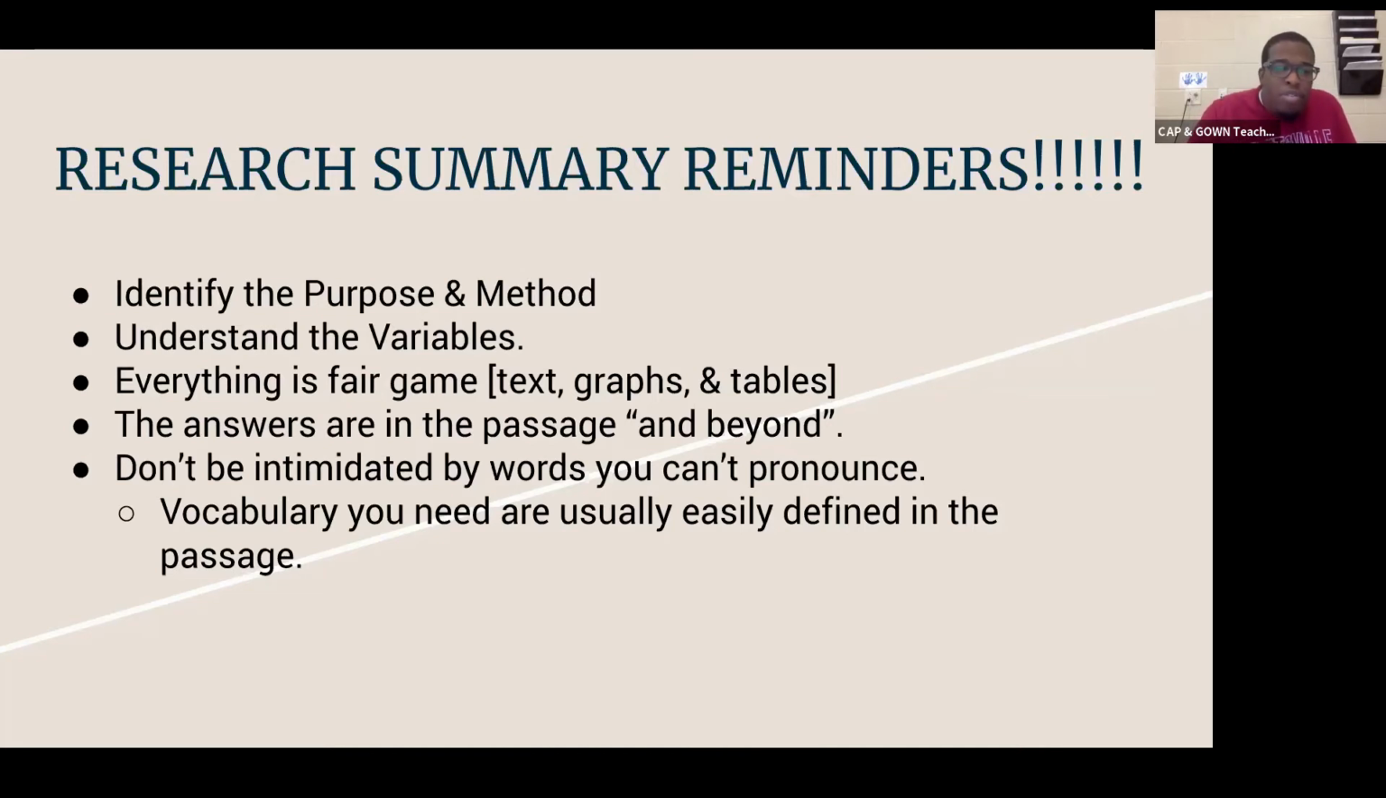Don't be intimidated by words you can't pronounce. They love to do that to trip you up, and you spend 30 seconds trying to say a word that you've never seen before, and they don't even ask you a question about it. Okay? Just sound it out, move on. Vocabulary that you need is usually easily defined in the passage. If it's a term that you're going to need, they're going to give you a definition, some kind of context clue, some information that you need. A lot of times we waste time trying to analyze words and terms that the writers are not even paying any attention to. So don't waste your time getting tripped up in those areas.